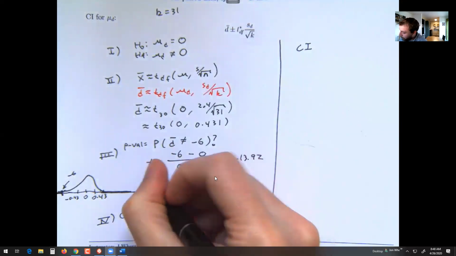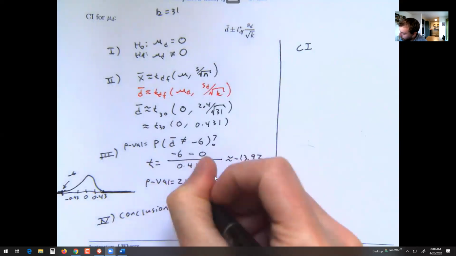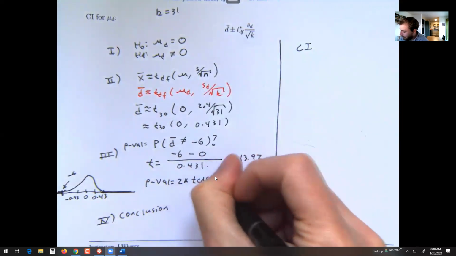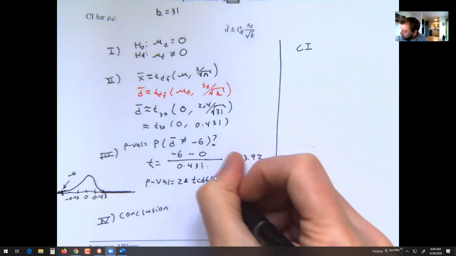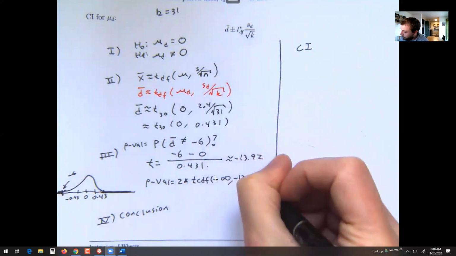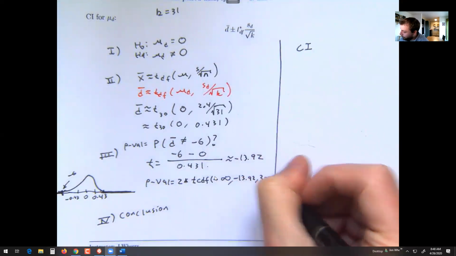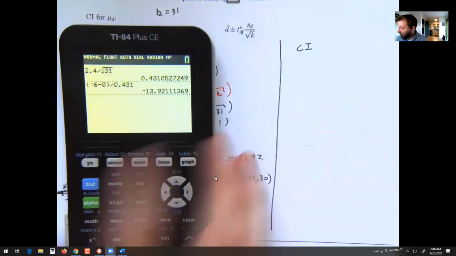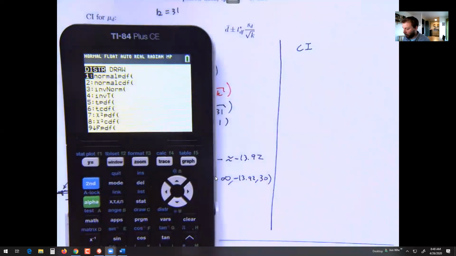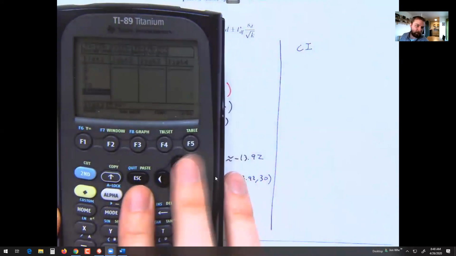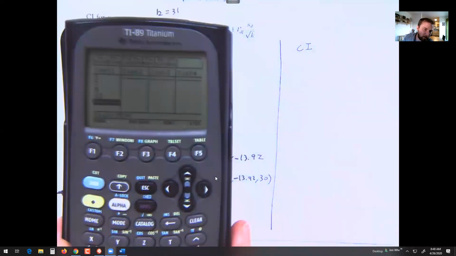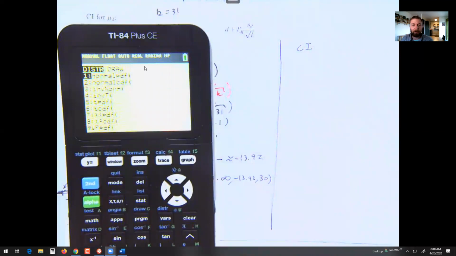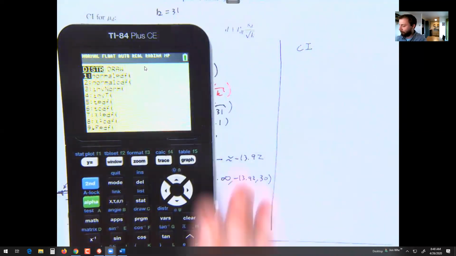I can look this up using technology. So I'm going to do 2 times, because this is a two-tailed test, tcdf. If I'm looking at this left tail, it starts at -infinity. It goes all the way up to -13.92. And my degree of freedom was 30. I can look this up doing second vars if I'm working in a TI-84. If I'm in an 89, I can go apps, stat list editor, and then up at the top, I can choose the option for distributions. Or I can do this inside of GeoGebra by going into probability and then choosing the student distribution.